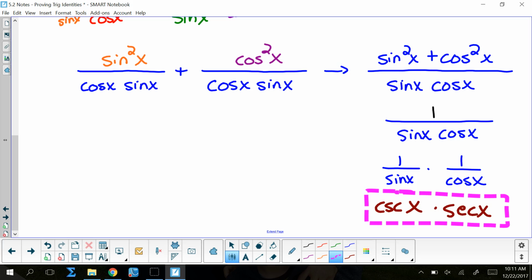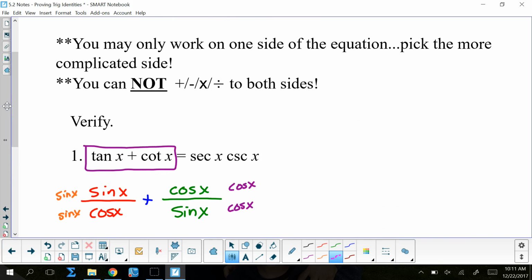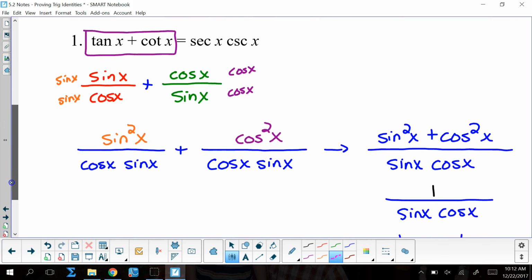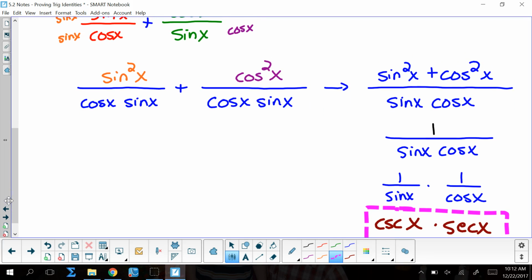Logic question, since it's logic week, okay? Logic question says, what if I would have started, instead of starting here on the left side, what if we would have started on the right side? What would my steps have looked like? You do them all in the reverse order.